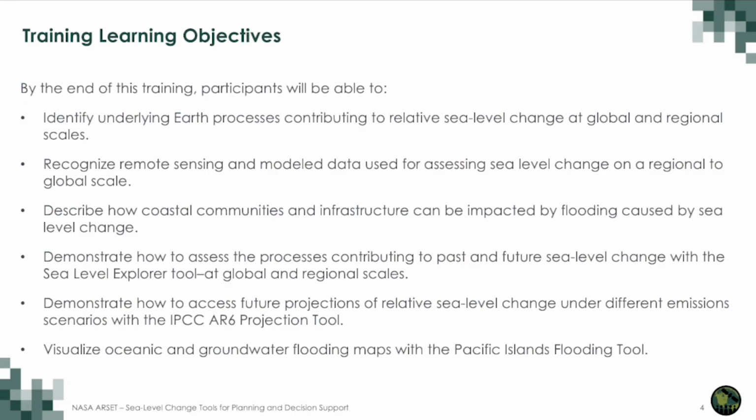The learning objectives are as follows. By the end of this two-part training, participants will be able to identify underlying Earth processes contributing to relative sea level change at global and regional scales, recognize remote sensing and model data used for assessing sea level change on a regional to global scale, describe how coastal communities and infrastructure can be impacted by flooding caused by sea level change, demonstrate how to assess the processes contributing to past and future sea level change with the Sea Level Explorer tool at global and regional scales.